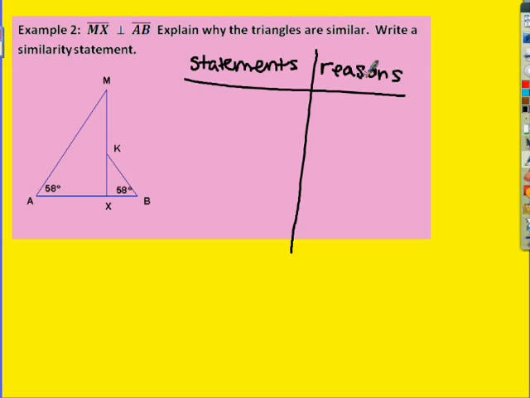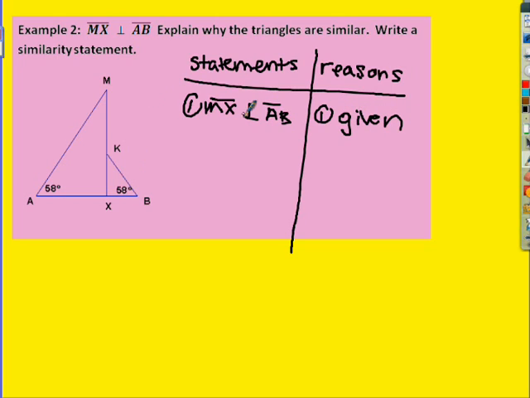Alright, let's make this one a little bit more formal. So I'm going to make my statement reasons 2-column proof. I was given that MX is perpendicular to AB. Reason: Given.